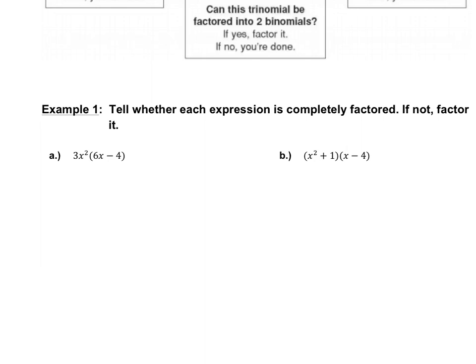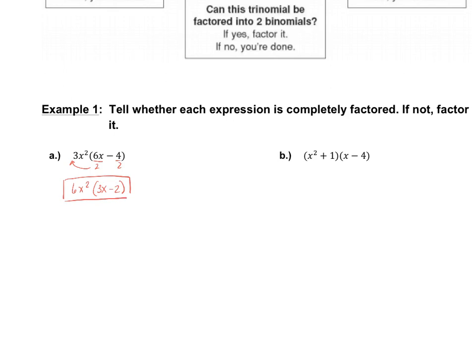Okay, in example 1, it says, tell whether each expression is completely factored. If not, factor it. So I'm looking at the group of 6x minus 4, that binomial, and I see that I could have actually divided this by 2 as well. So if I do that, then that 2 is going to come outside, and that's going to be multiplication. So you'd have 6x squared, and what's left is 3x minus 2. Now it's factored completely.